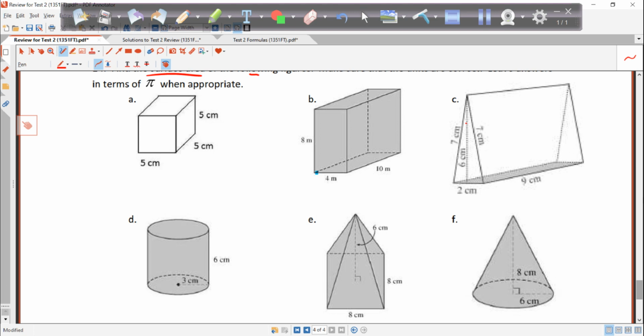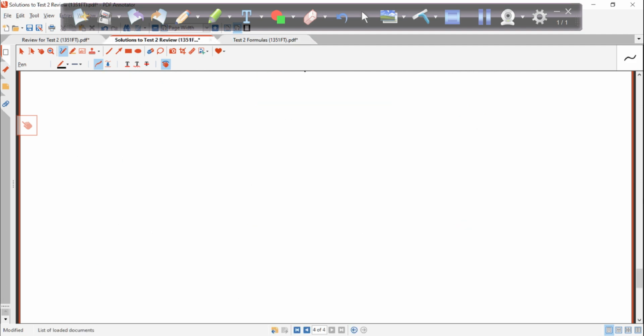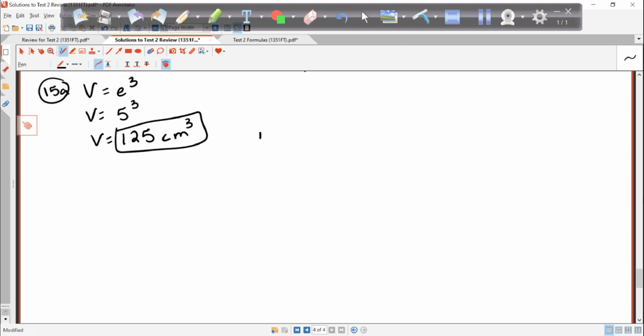which we said was a cube. So on your formulas, the formula for the volume of a cube is e cubed. Each side was 5, so 5 cubed, and we get 125. Now the measurements on volume are always cubed, because I think of it as being three-dimensional, so it's got to have 3. It's got to be to the third power, cubed.